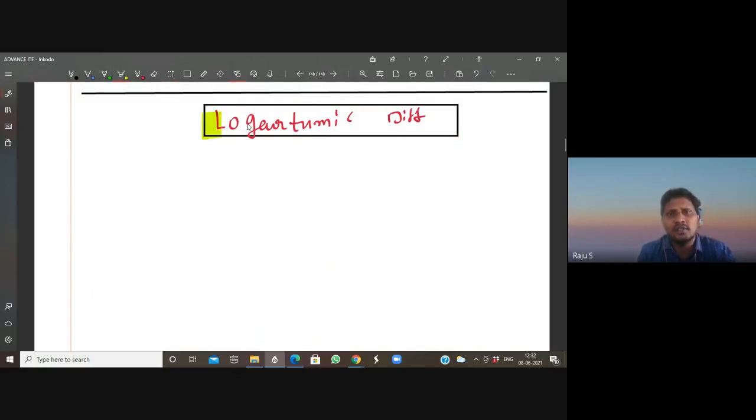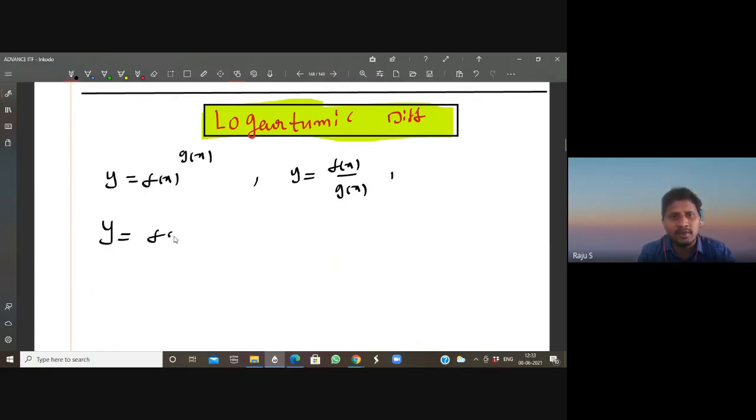This method is used when the function is in the form of, for example, y is equal to f(x) whole to the power of g(x). Power function, you can use logarithmic differentiation. And y is equal to f(x) by g(x), function by function, you can apply logarithm. And y is equal to f(x) power f(x) power f(x) and so on till infinite terms, apply logarithm.